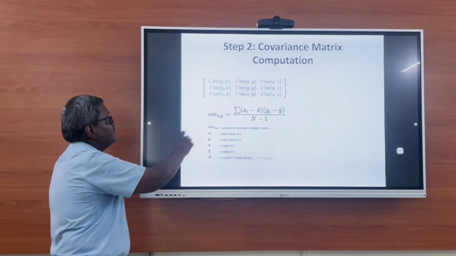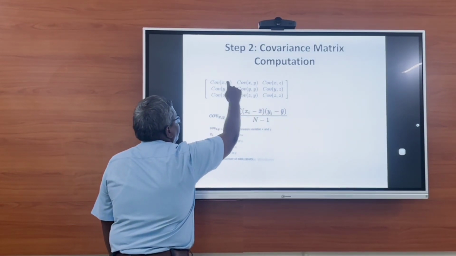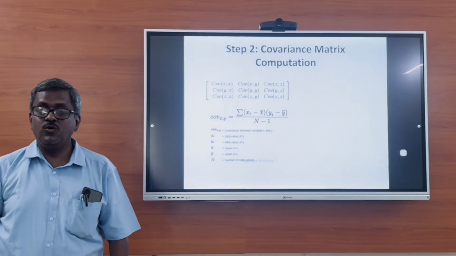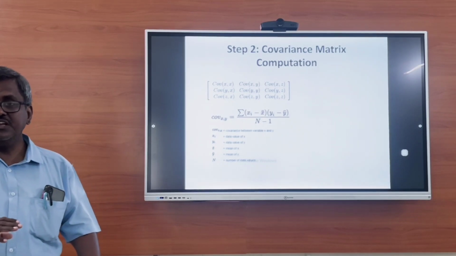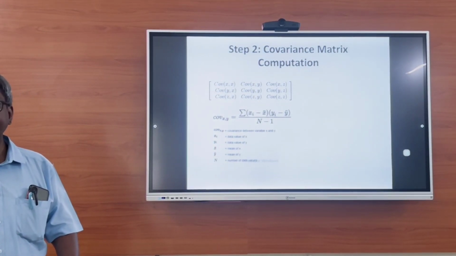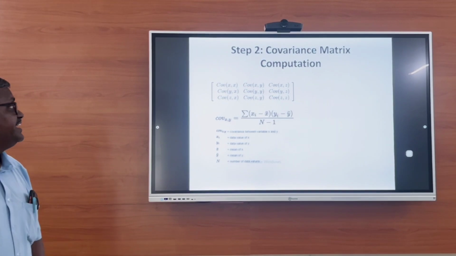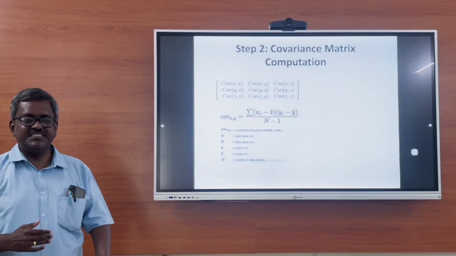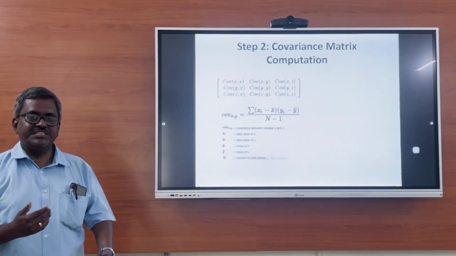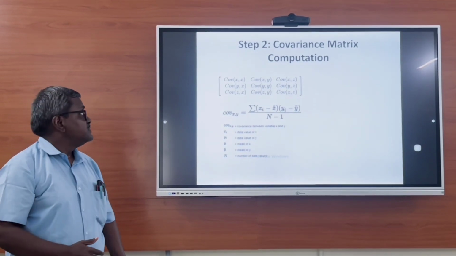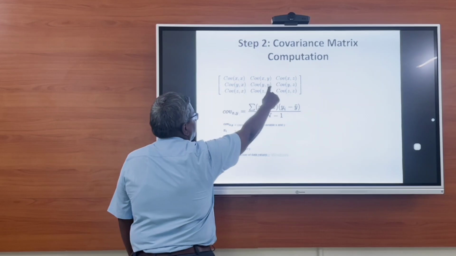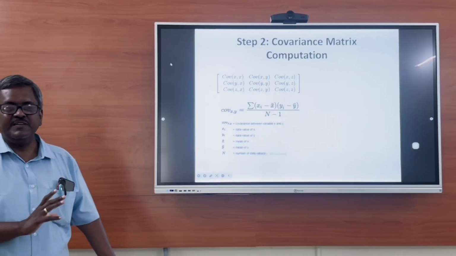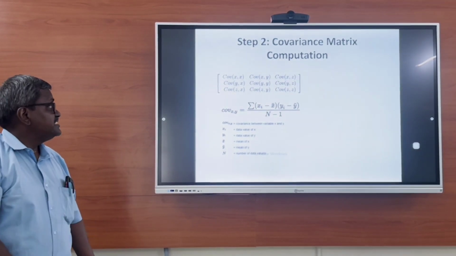So in the diagonal of the covariance matrix, we have the covariance between the variable and itself. That is called variance. When we find the covariance for an attribute to itself, then it is called variance. So the diagonal elements will be the variance. It will always be a square matrix. So we have to find the covariance matrix.